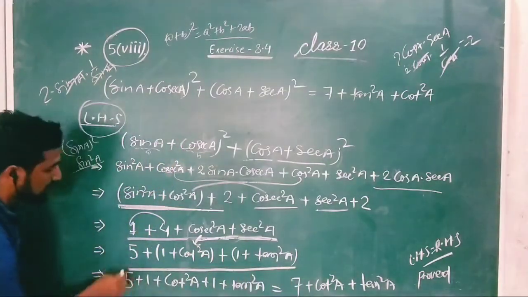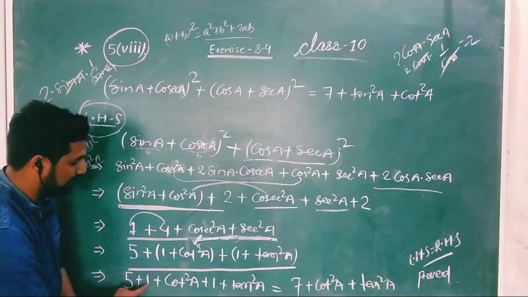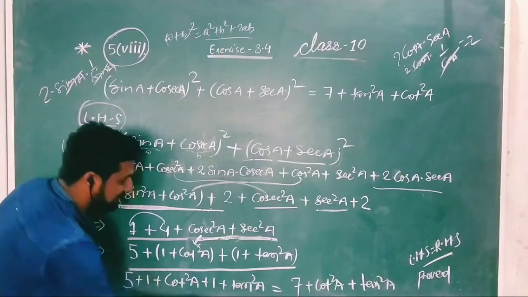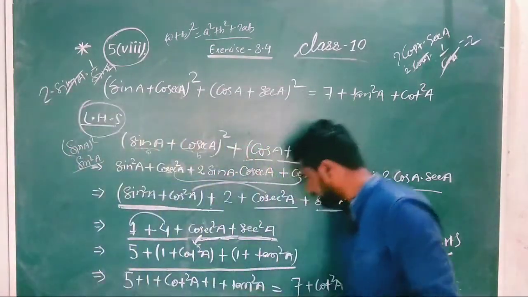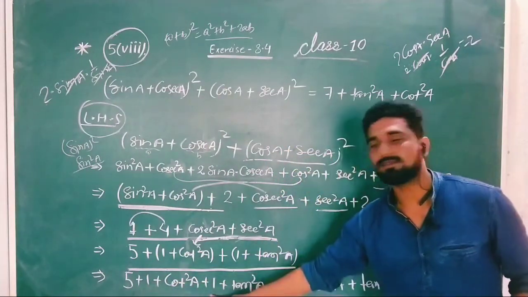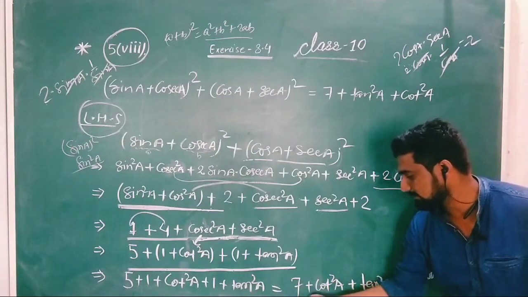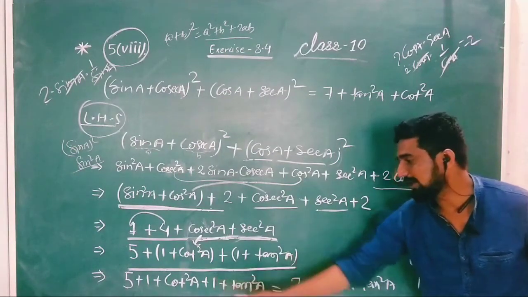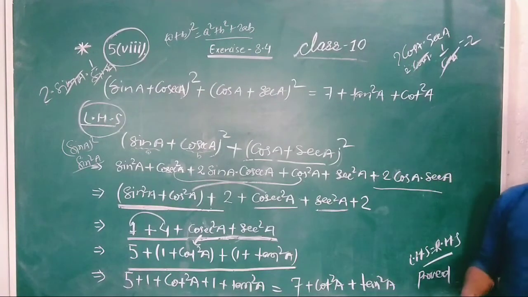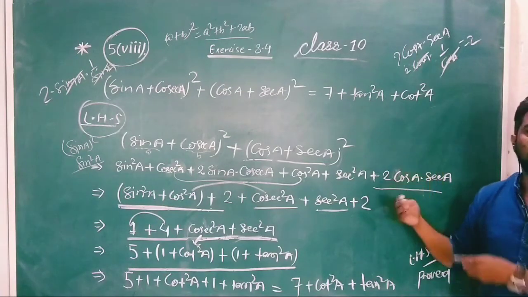Now you see, we'll open the bracket. If you open the bracket, it will become 5 plus 1 plus cot squared A plus 1 plus tan squared A. Now in the next step, this 5 and this 1 make 6, and this 1 makes 7. So all the numbers will be added together. So it has become 7, and cot squared A plus tan squared A. So I have written 7 plus cot squared A and tan squared A, and hence the LHS has come equal to the RHS. So it is proved.